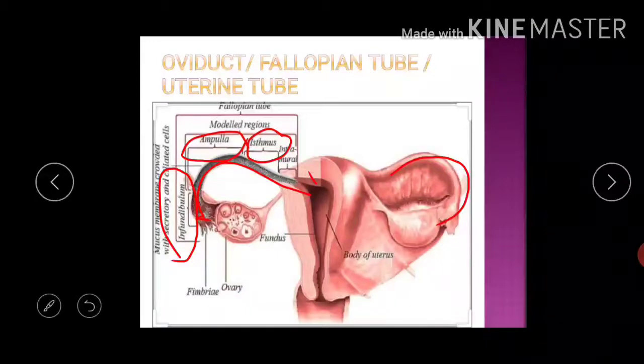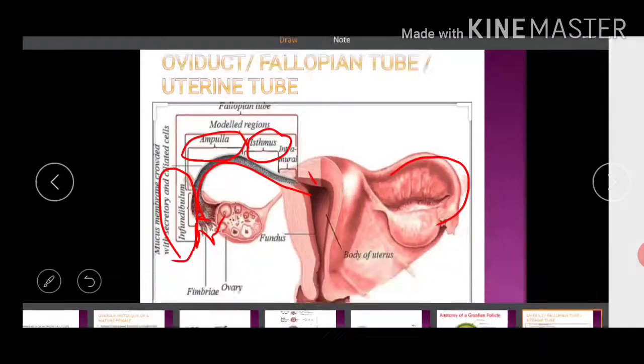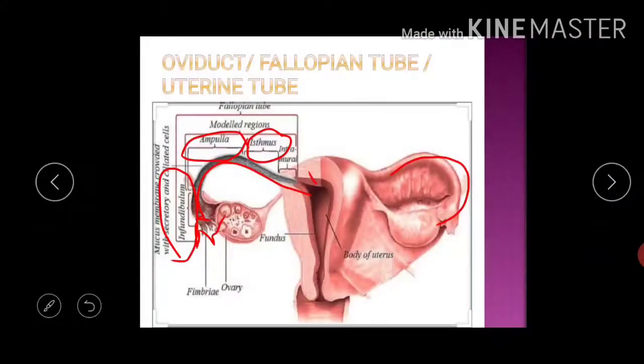Now this infundibulum is the proximal funnel-like part with an opening called the ostium. This ostium is surrounded by finger-like structures. That's why they are known as the fimbriae, and they are connected to the ovary. Now why is it connected to the ovary? Because whenever the ovary releases the ova, these ova get captured by these finger-like structures. For that purpose, the fimbriae are present.